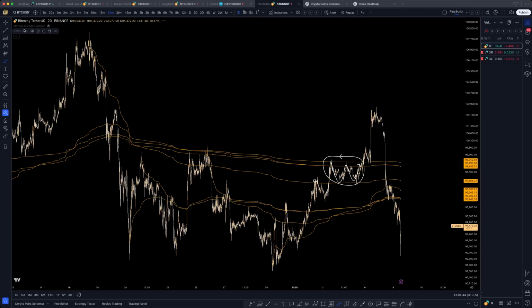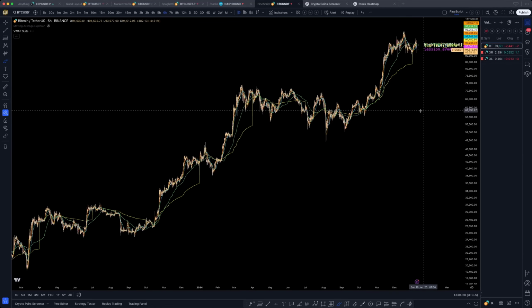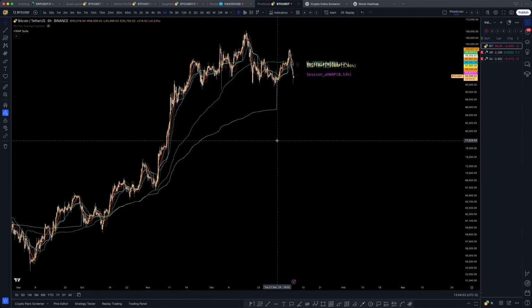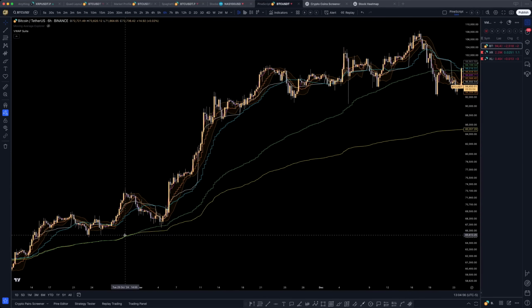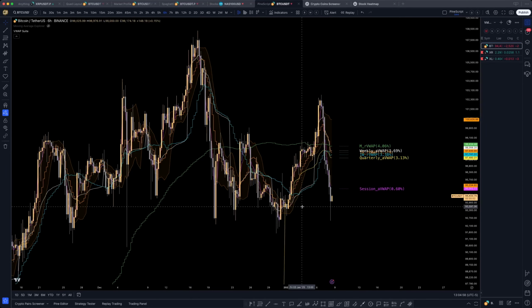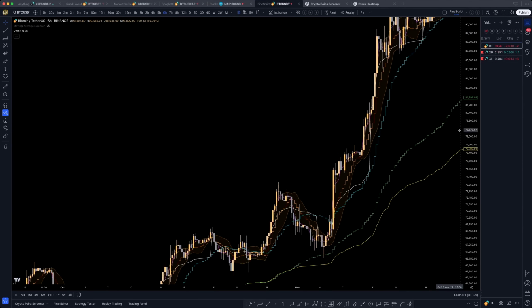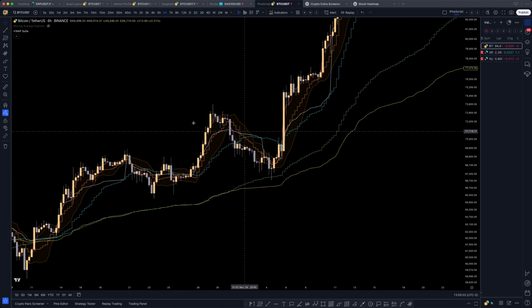We go over to Bitcoin here. This was actually a great example of a trade that I took right before the election. It was a beautiful trade. This green line right here was the monthly rolling VWAP. When we had this pullback right before the election, we tapped it perfectly.